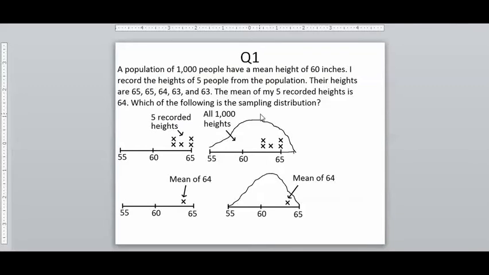The correct answer to this question is D. This question is saying that 1,000 people had a mean height of 60 inches, and I've taken 5 people. The mean height of my sample came out to 64. The mean of my sample is one value under the sampling distribution right here. This empty space includes the means of all other possible samples of 5 people that I could have chosen, but did not choose.